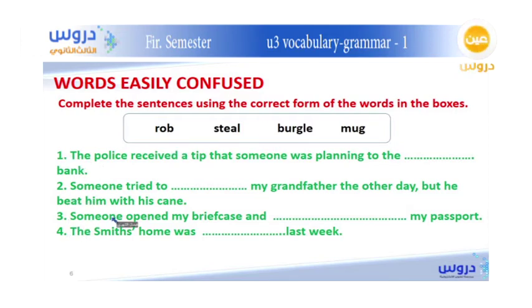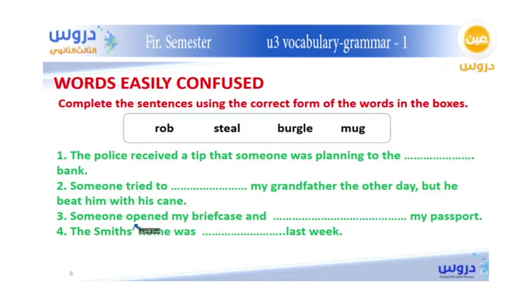We have four different sentences. We have rob, steal, burgle, and mug. So we need to put the right word in the right sentence. And I need your help. We want just to make an order. Okay, the first sentence will be for you. Who is it? Shuruq? Okay. Number two for Naif. Number three for Malak. And four for Riouf. The rest we are going to take another sentence.